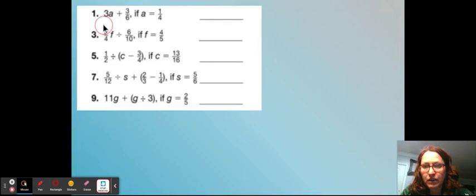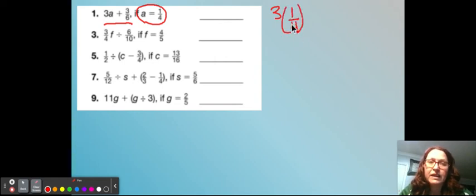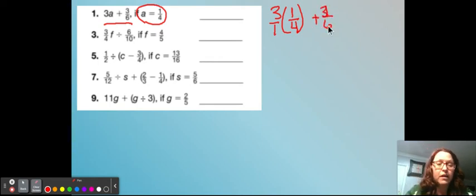When I look at this one right here, I see that 3a plus 3/6, a equals 1/4. So I need to substitute. So I'm going to do 3 times 1/4. That means I need a denominator on my 3, plus 3/6, sorry. So now I've got to multiply. 3 times 1 is 3. 1 times 4 is 4, plus 3/6.